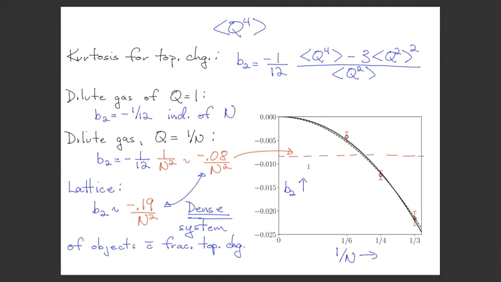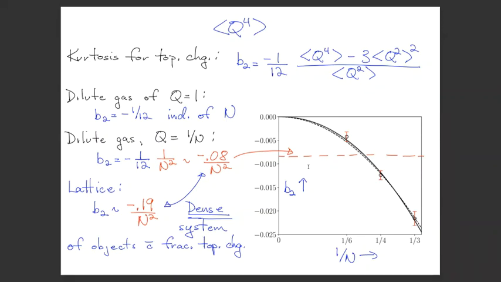If they look at the kurtosis, this is the moment of the fourth power of the topological charge. I won't go through the argument for a dilute gas of integral charged objects. This quantity would be minus 1/12. This is what they get on the lattice. So if it's integrally charged, it would be flat. That certainly doesn't look flat. If you have a dilute gas of fractionally charged objects, you get minus 1/12 times 1 over N squared. That doesn't work well with their data.